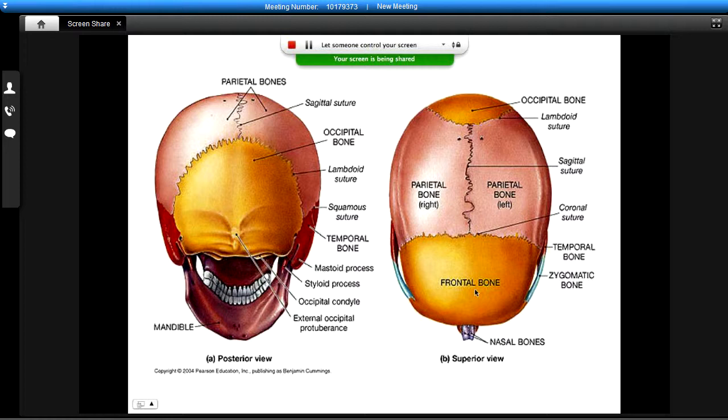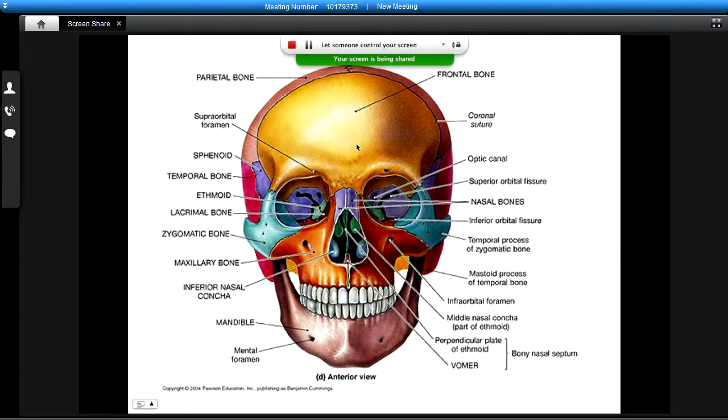As you can see, these are the various bones of the skull: frontal, parietal bone, occipital bone. Obviously, I'm going to ask you to identify these bones. I would expect you to be able to identify the external occipital protuberance. And then there are a number of suture lines here as well that I would expect you to be able to identify.